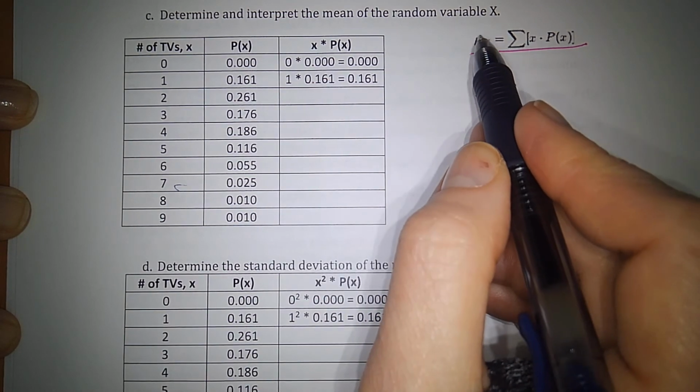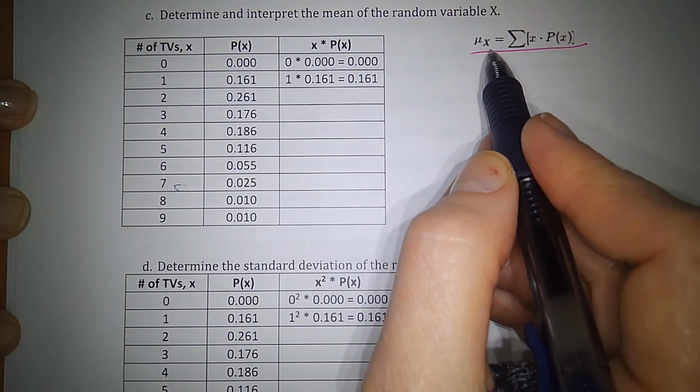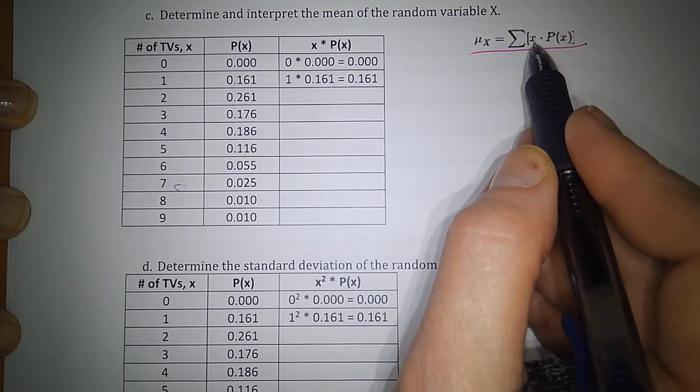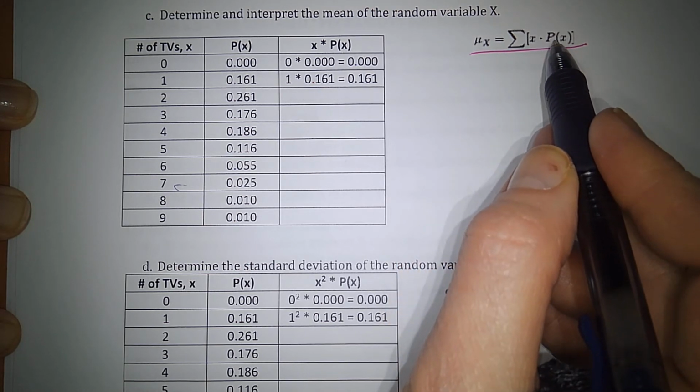In order to find the mean of my random variable x, we're first going to take all of the individual random variables and multiply them by their probability.